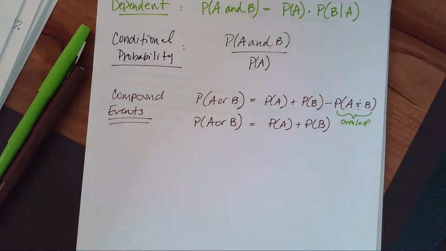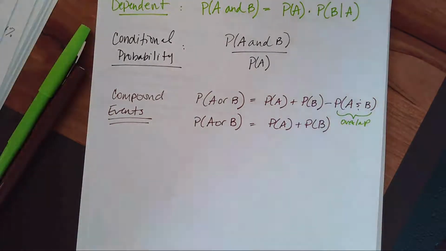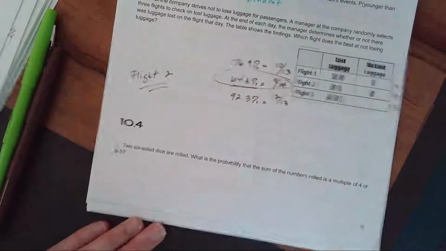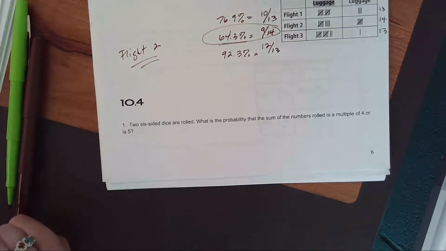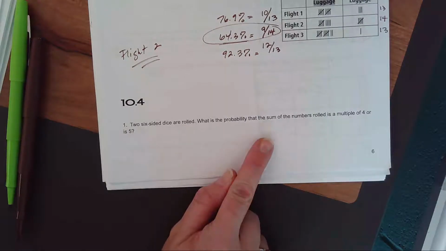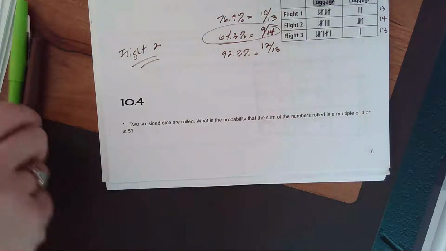Okay, so let's do some of the problems in our extra notes packet, the one with all the examples in it. So let's start there. On the first one, it says two 6-sided dice are rolled. What is the probability that the sum of the numbers rolled is a multiple of 4 or is 5?